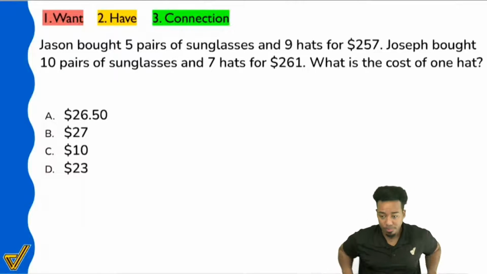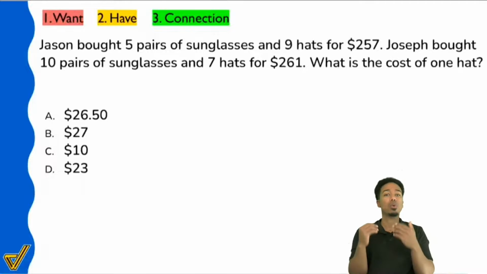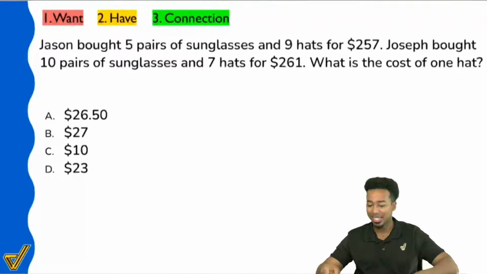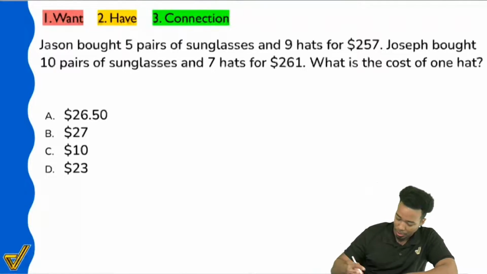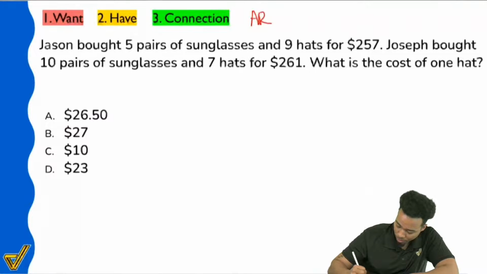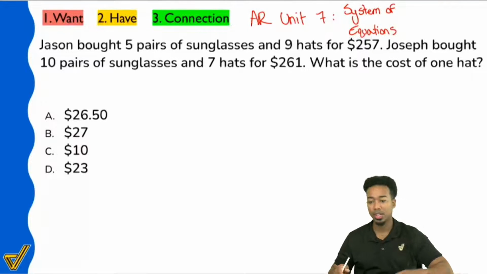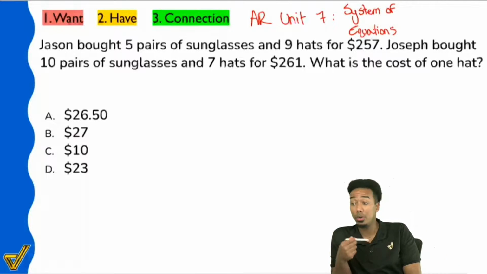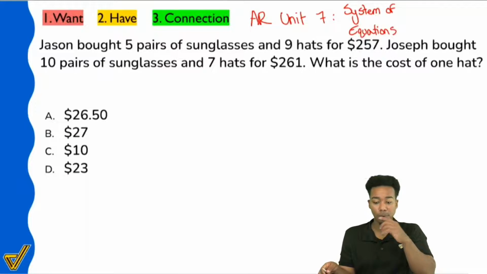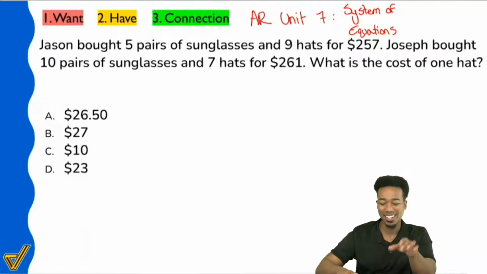So what this is all about is a system of equations. Again, I gave you the same exact topic, same concept. Let me write this down for you. This is arithmetic reasoning, unit 7. And again, this is going to be system of equations. So again, guys, I know that this is feeling a little difficult. I know that this might feel a little daunting, but the more you stick with this, the better you're going to get at this. So no worries if you got lost, no worries at all.